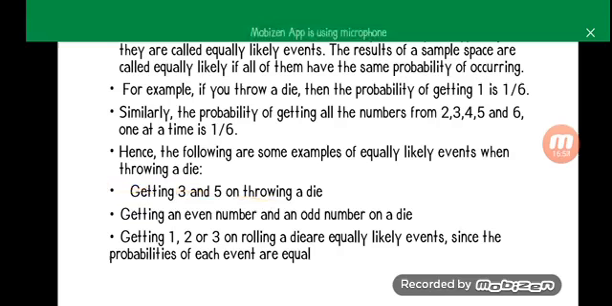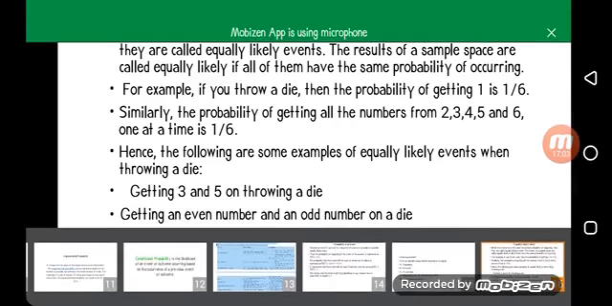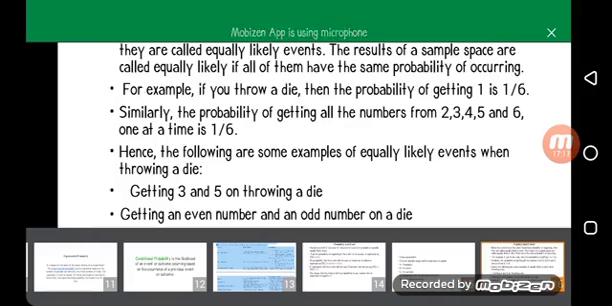So that's just the idea. Now we want to quickly talk about some kinds of events. This is a class assessment, but we'll deal with it at the end of class. Now we want to talk about equally likely events.